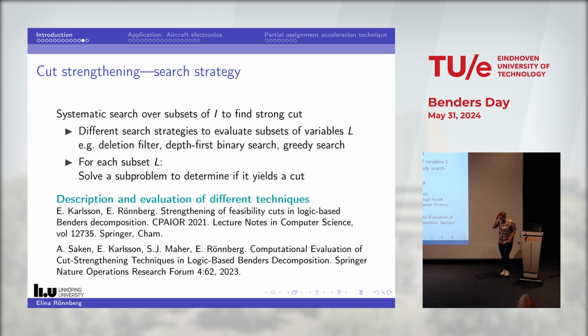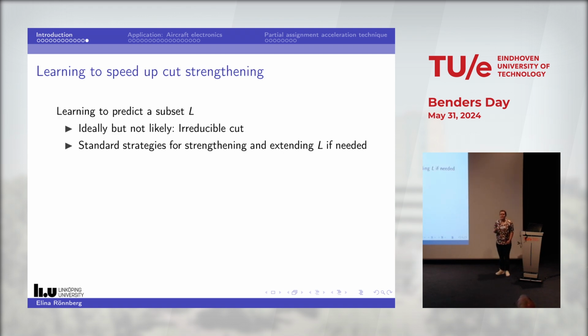I realized also, we have one speaker after me, but thus far no one has mentioned learning yet together with Benders decomposition. But I have one slide about this. So if we are in this setting, and we want to find these subsets that give us the really good cuts, one way to combine Benders decomposition with learning would be to try to predict a subset that gives an irreducible cut. That would be ideal, right?